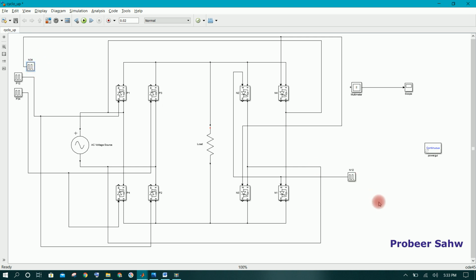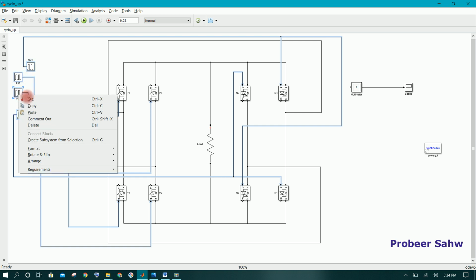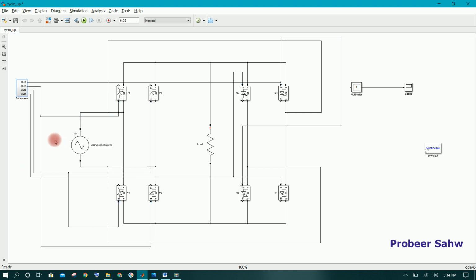This is the pulse generator and this is the pulse generator again. So all the pulse generators are near each other. Now what we can do, select and drag to select all the pulse generators, right click on it and click on create subsystem from selection. Okay, so as you can see, all the pulse generators are now inside a subsystem.